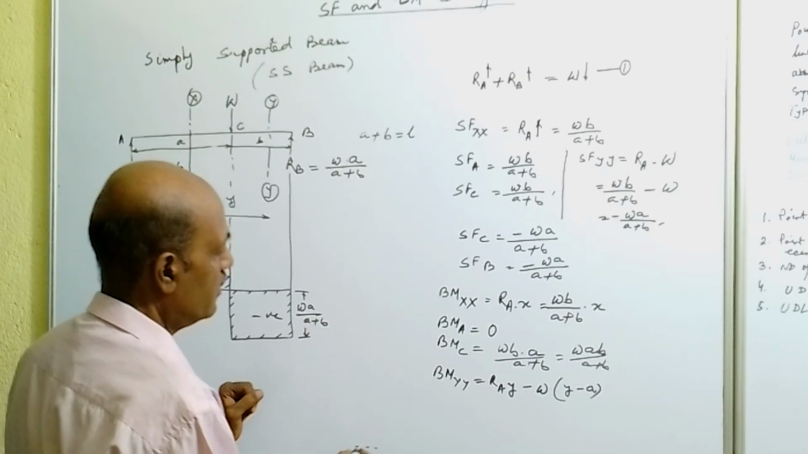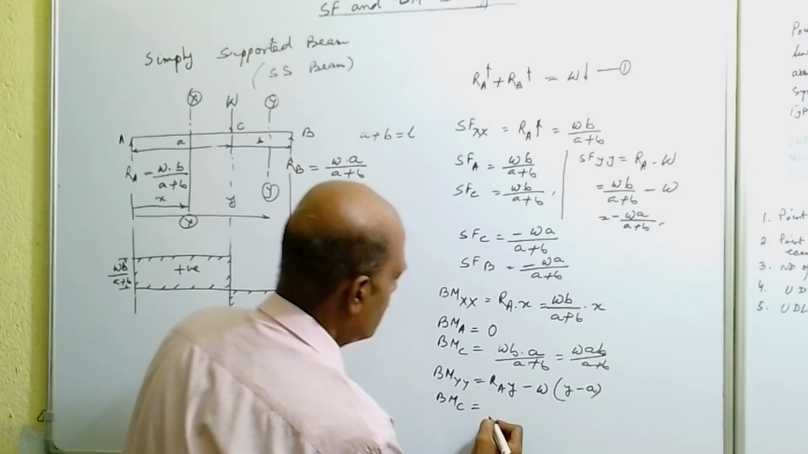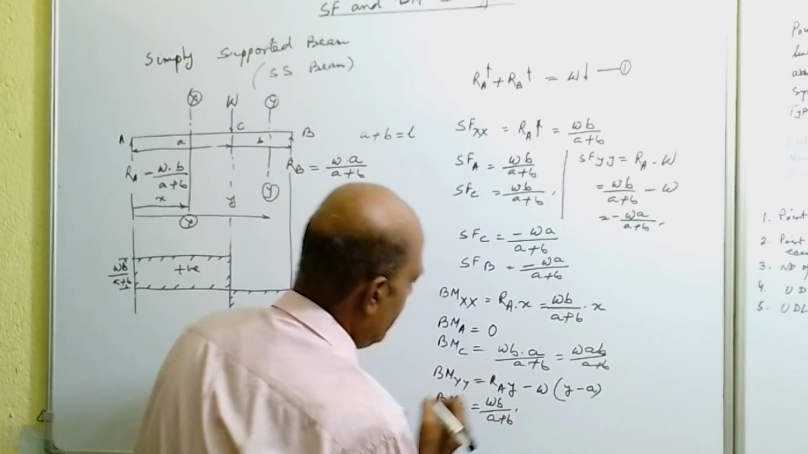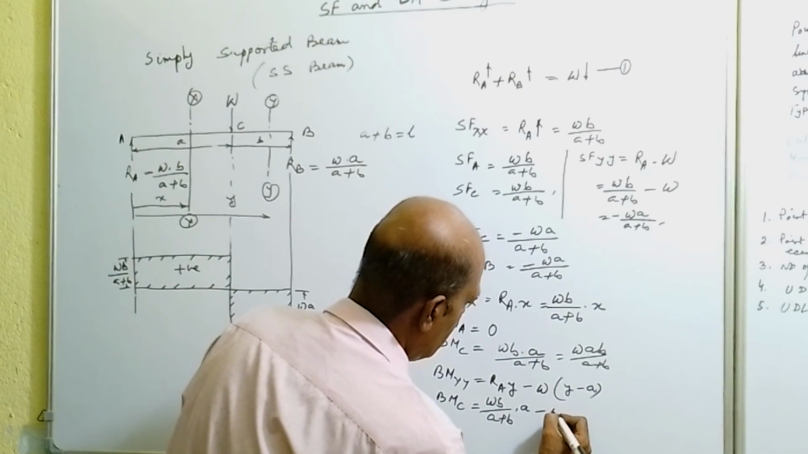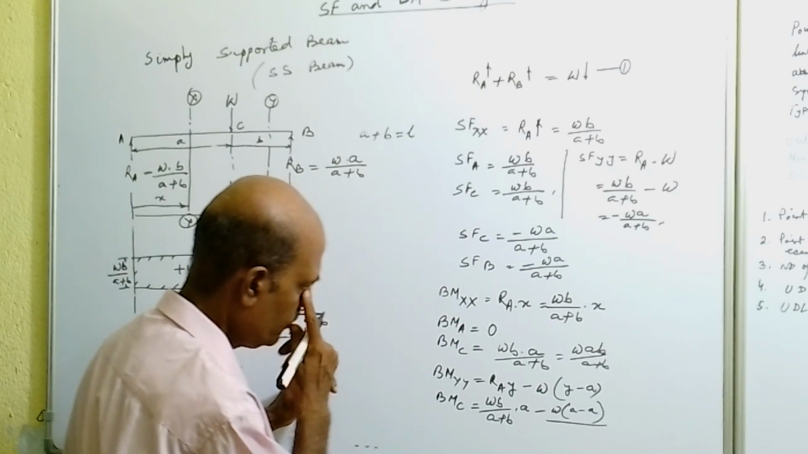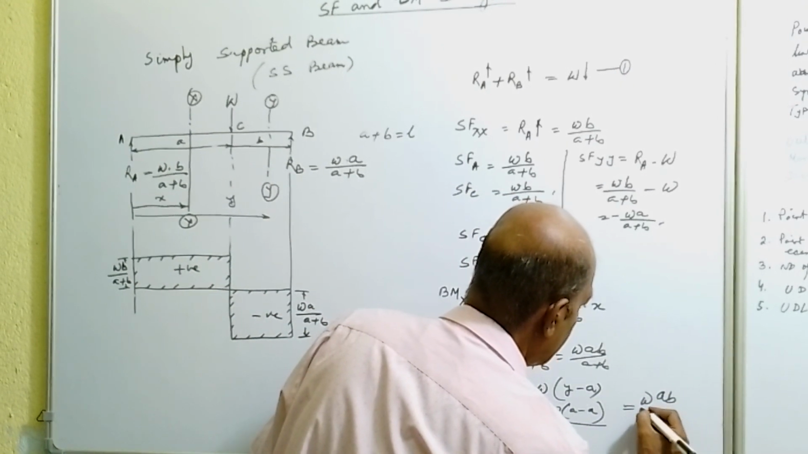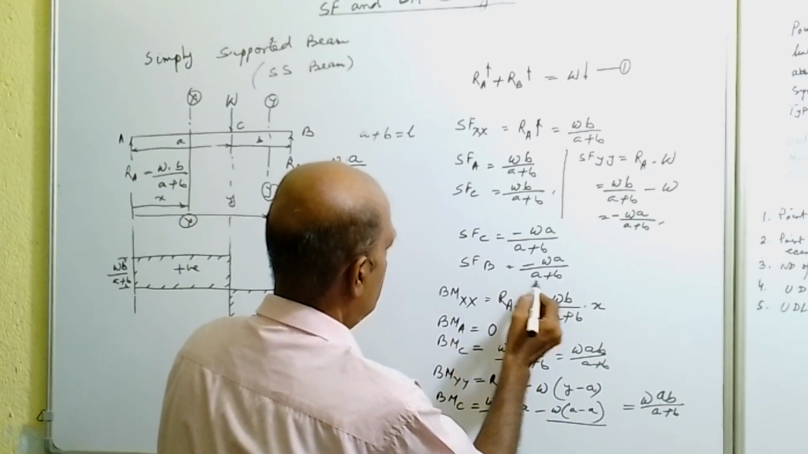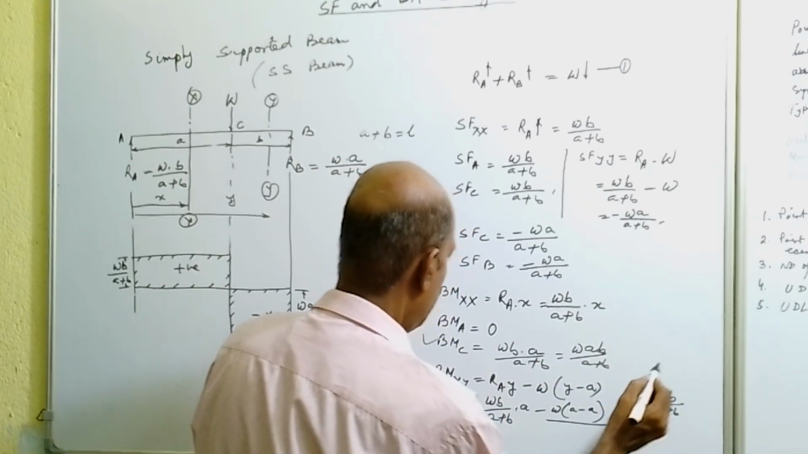Now slide the section to point C. The bending moment at point C will be RA, that is WB by A plus B, into Y, where Y is equal to A, minus W into A minus A. That will be 0. So that means it will give WAB by A plus B. It is the same as the earlier value at point C.